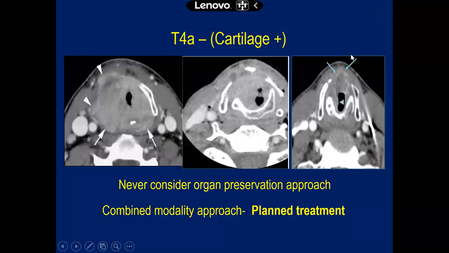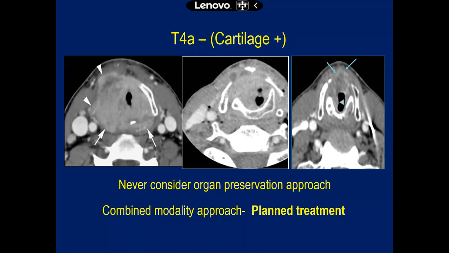It's a T4A disease. Whenever you have any cartilage destruction, what are the things you have to look for in the CT scan? Of course, cartilage. Second, what about the artery? Whether encasement of the artery is present. If the encasement is present, then it becomes T4B. What about the prevertebral fascia? Third is the thyroid gland. These are three important things you should look for in a CT scan of a T4 disease.